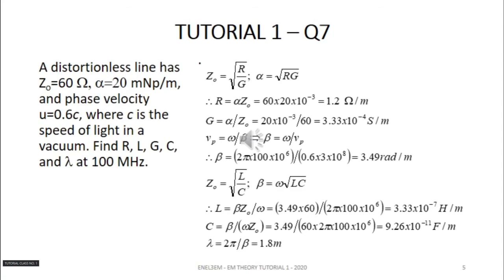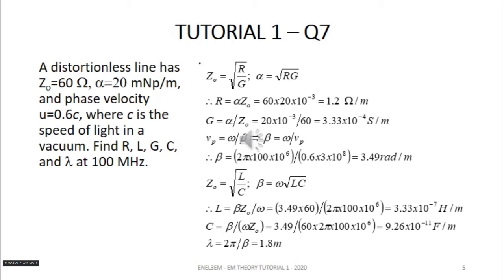Now in question number 7, we are told that a distortionless line has Z0 equal to 60 ohms, alpha is 20 millinepers per meter, which is 20 times 10 to the minus 3 nepers per meter, and the phase velocity u is equal to 0.6 c, where c is the speed of light in a vacuum, which is standard, well known. Now you are supposed to find R, L, G, C, and lambda at 100 megahertz.